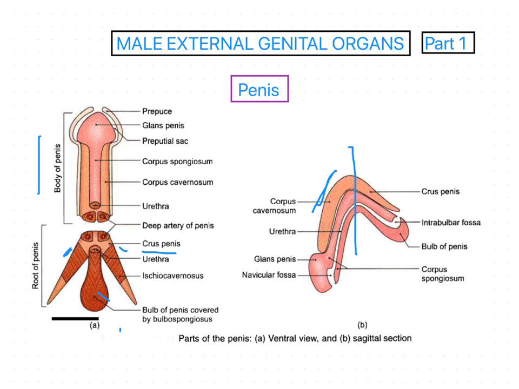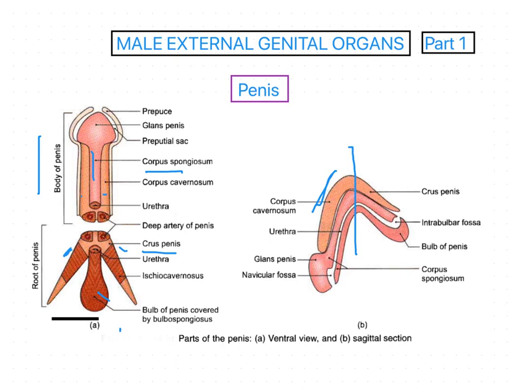If you see the body of the penis, it also has 3 erectile masses. On either side you have the corpus cavernosum, and in the middle it is called the corpus spongiosum. So these are the 3 erectile masses. How they connect with each other, we are going to see now.